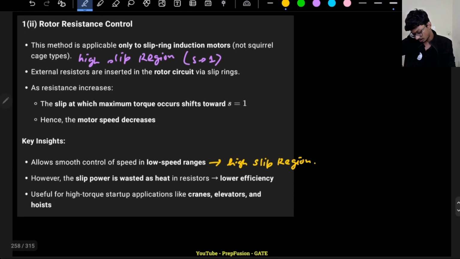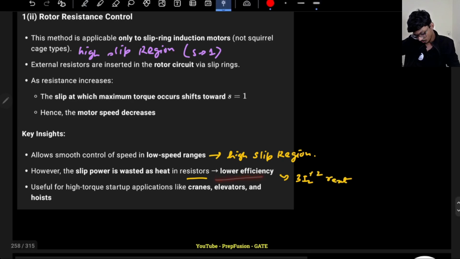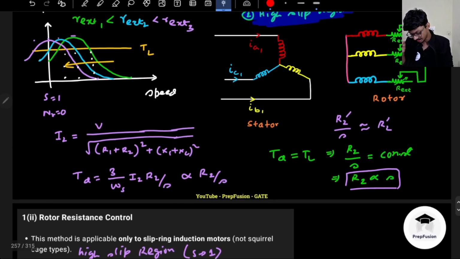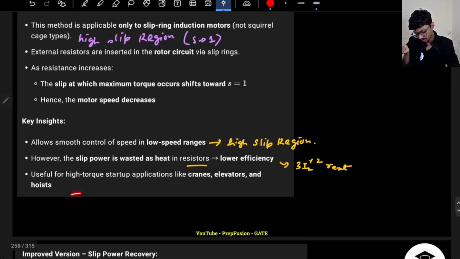However, slip power is wasted as heat in the resistors. Whatever currents flow, there will be heat loss in the external resistors, which we cannot avoid, so efficiency will go lower. It is useful in high starting torque applications. Wherever high starting torque is required, I can shift the maximum torque slip to the left-hand side so that I get the maximum torque during starting. That's why it is used in cranes and elevators.